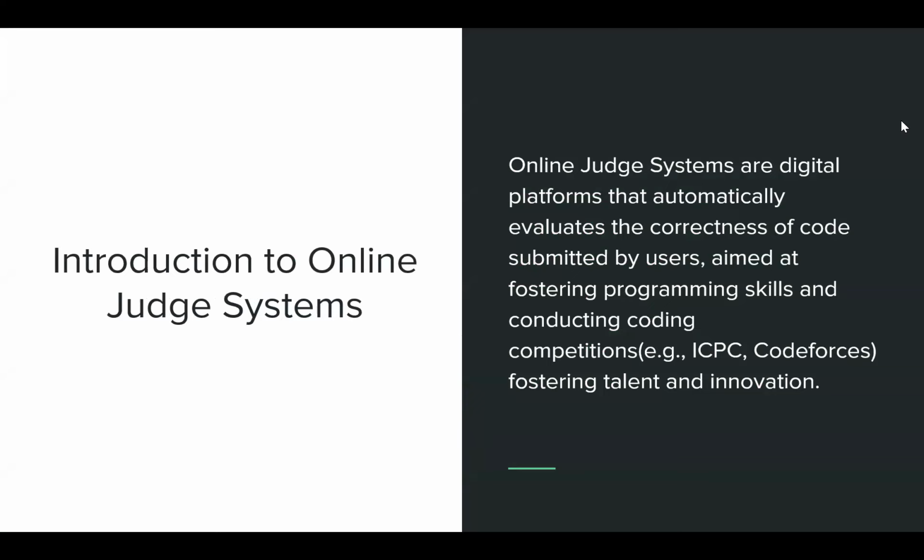Let's first clarify what an online judge system is. An online judge system, or OJS, is an automated platform designed to evaluate code submissions. It improves coding skills by providing real time feedback and automated assessment. This automation boosts efficiency, allowing educators to focus more on teaching than grading. It provides a structured environment where students can practice coding without fear or anxiety of manual evaluation.